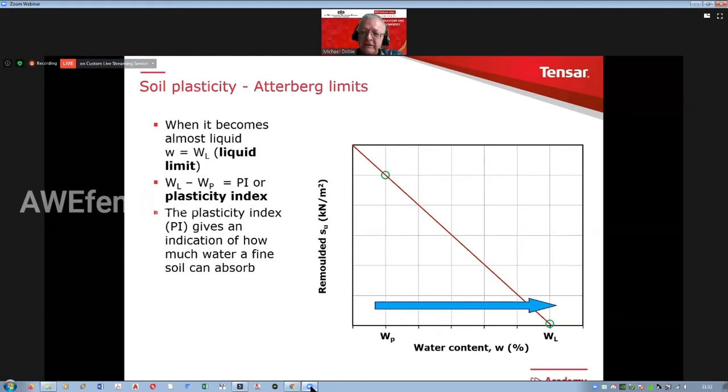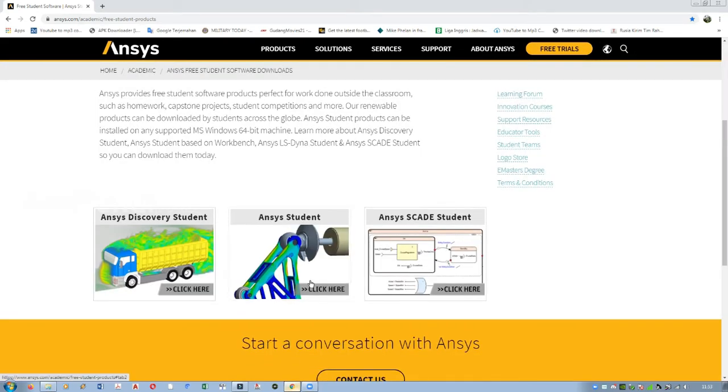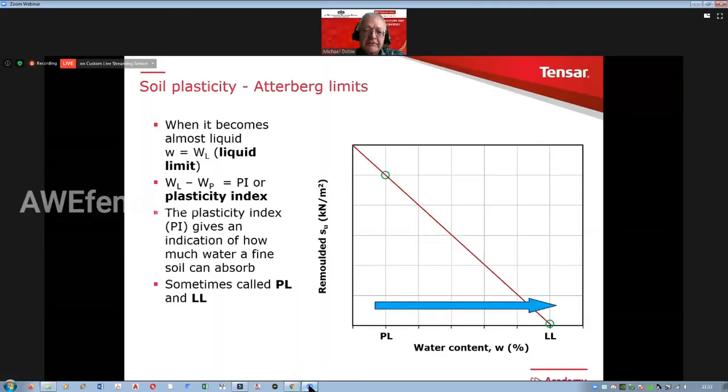Of course, we have specific tests for doing that. I'm not going to tell you how the tests are done today, but the difference between the two we call the plasticity index. Now, these are very useful numbers that give us some indication of the likely behavior of these clays. I've shown there these values as WL and WP, but sometimes people call them PL and LL for short. They have the same meaning. But don't forget, they are water contents, but we never put percent after them. We just say liquid limit of 100. We know that means 100% water content.